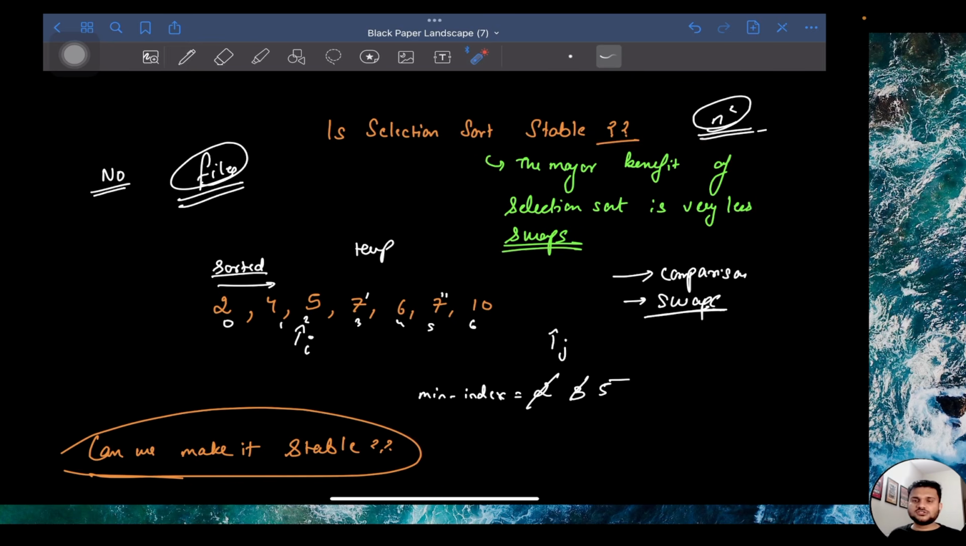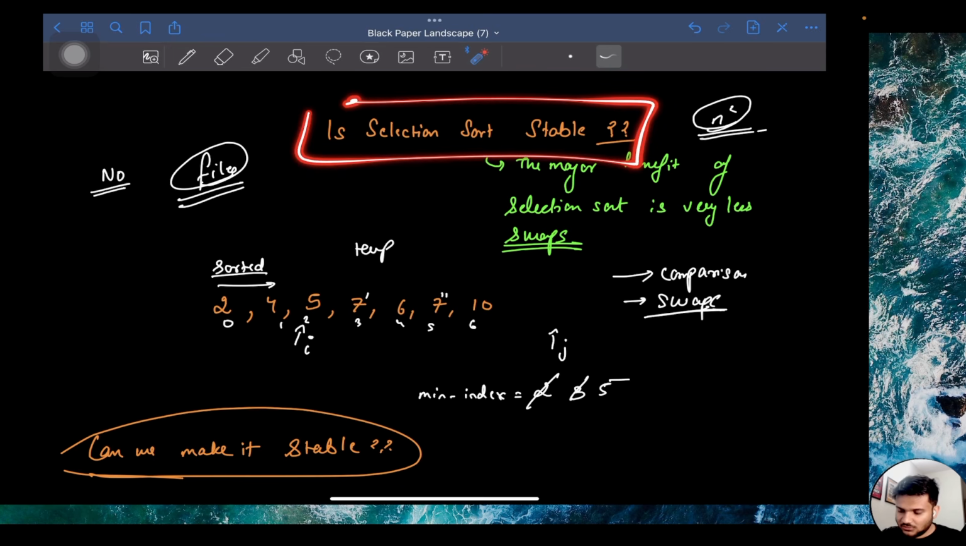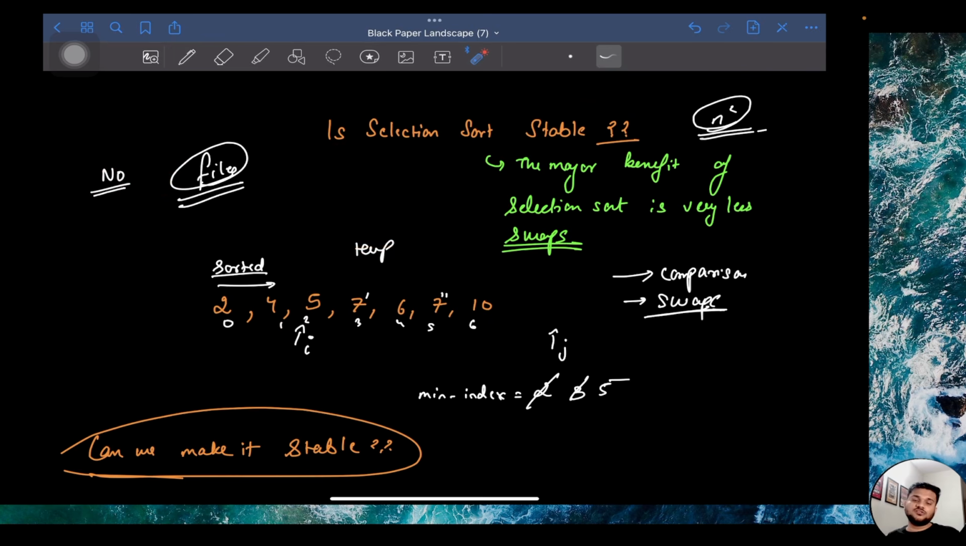And if somebody wants to focus more on stability, then selection sort should not be the choice, because selection sort is not meant for those cases which require stability. There are other more efficient sorting algorithms that will help you to keep things stable also, and will sort the things in a very efficient manner. So at any point of time, if somebody asks you, is selection sort stable? No. Can you make it stable? Yes, by doing shifting. But by doing shifting, the only major benefit of selection sort will be lost, right?